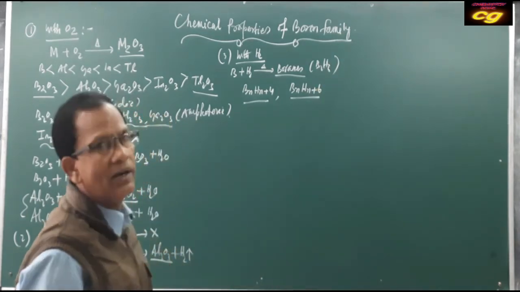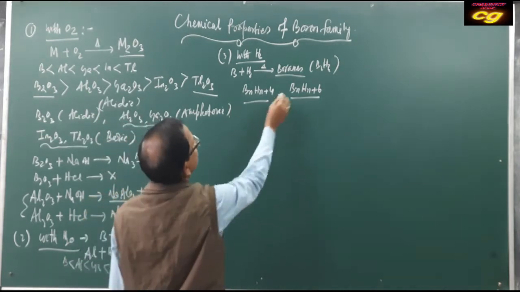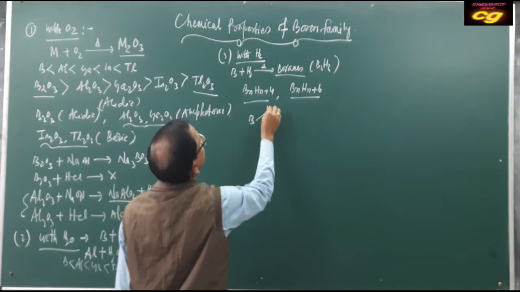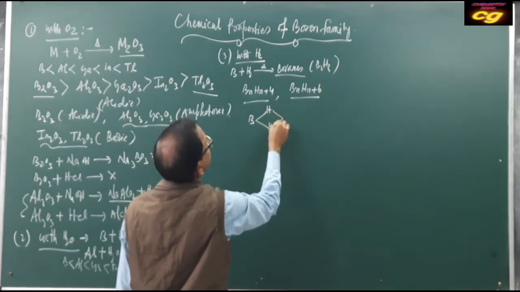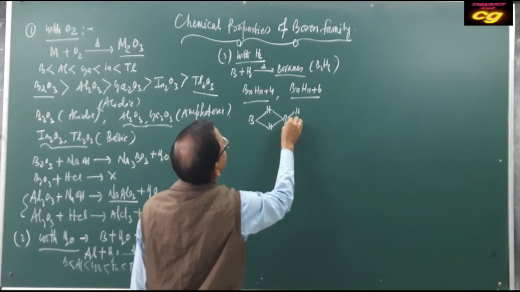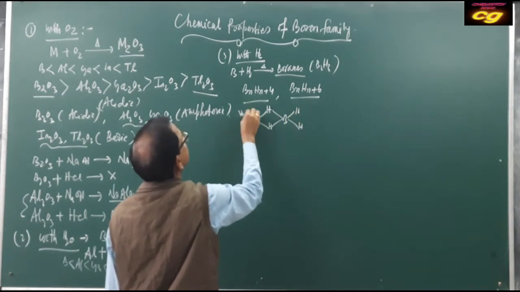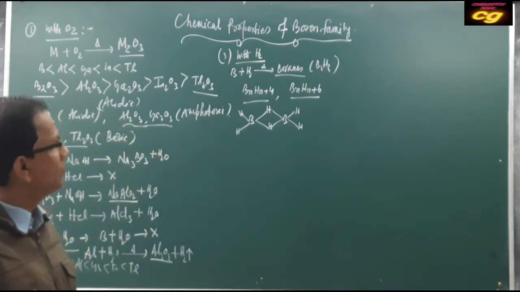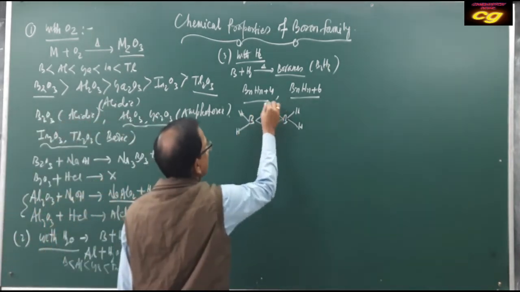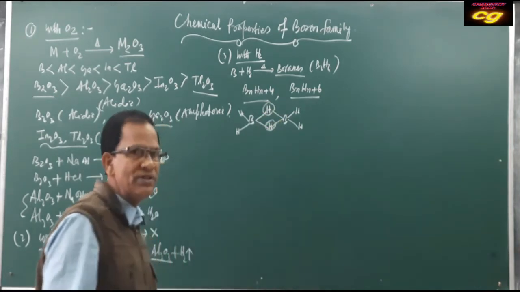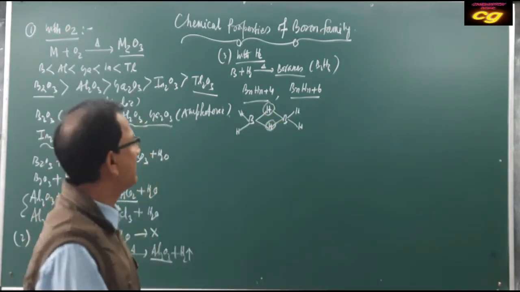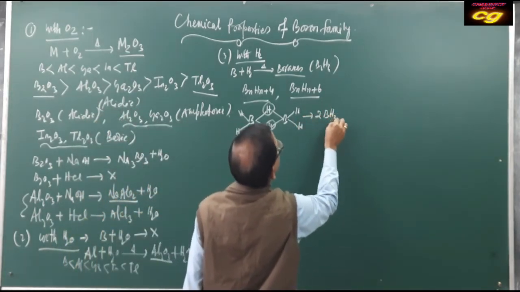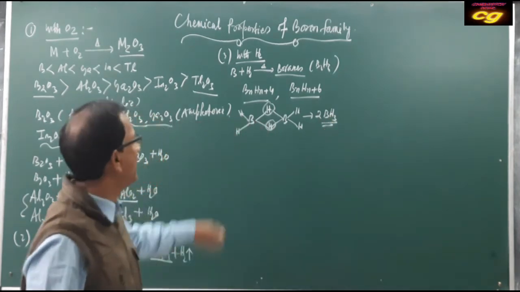This is called diborane. The structure of B2H6 is banana shaped, with bridging hydrogen. This is a common hydrogen between two borons. Here what happens is that two BH3 units combine. This is produced due to the combination of two BH3.